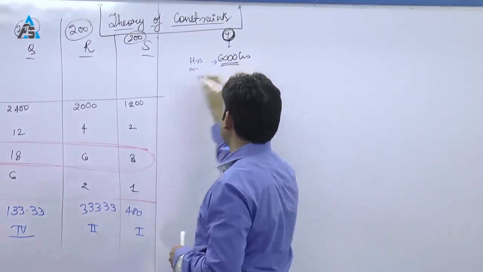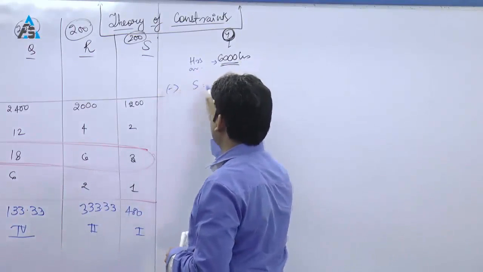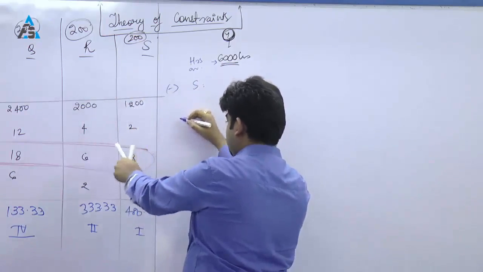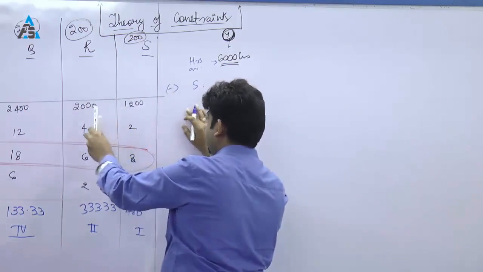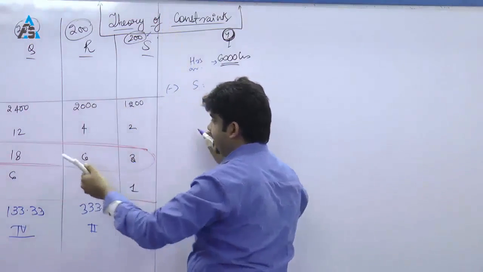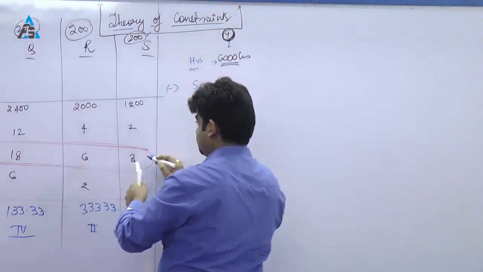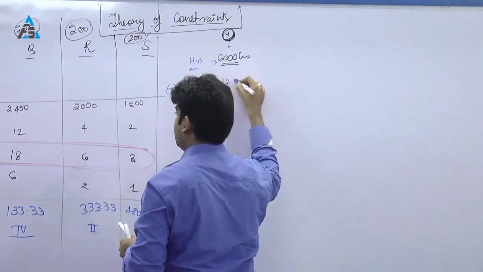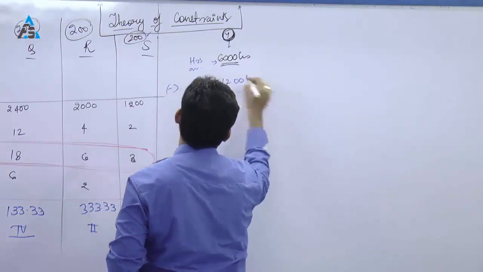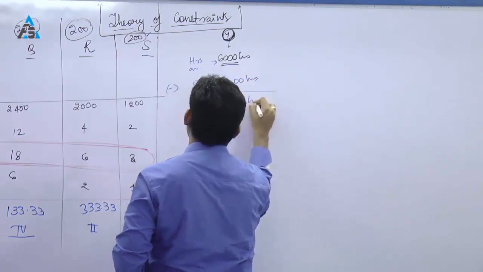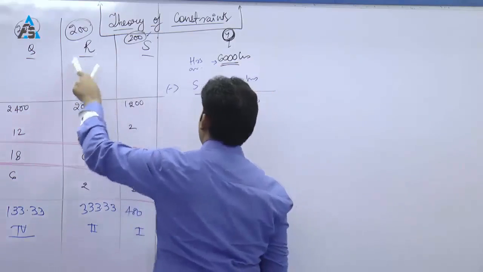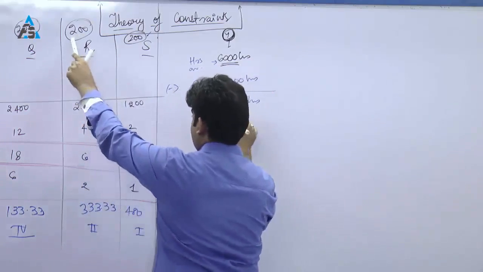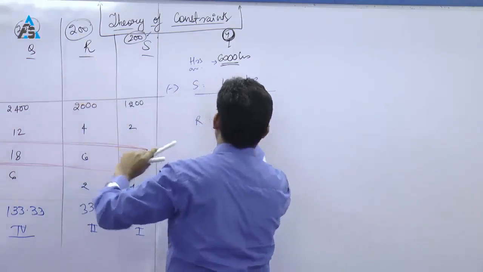What is the hours available? 6,000 hours. Which one will I use first? S. How many hours will S use in total? It will totally use 200, I've already made that. So 200 into 3, which is 1,200 hours is what it will use. Then I am left with 4,800 hours. Then R will also use, I think, 200 into 6. My bad, this is 600.